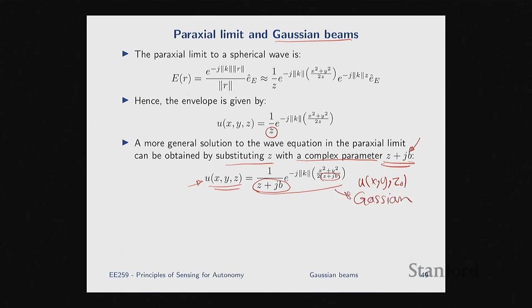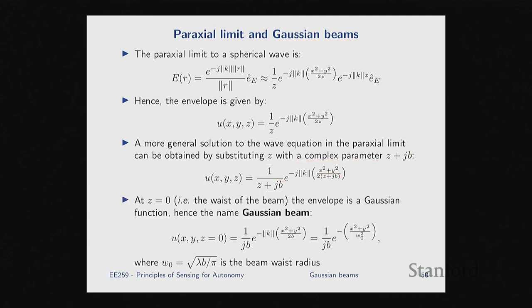for any fixed z. Specifically, to make it even more obvious, let's look at the z equals 0 plane. So you just plug in z equals 0 in here and look at that envelope part of our approximated wave. Plug in z equals 0, your envelope becomes this, 1 over jb times e to the minus x squared plus y squared divided by omega 0 squared, where we have defined this omega 0, but that's just equal to the square root of lambda b over pi, just to make the math a little simpler. This is a Gaussian function, right? That's exactly a Gaussian function.